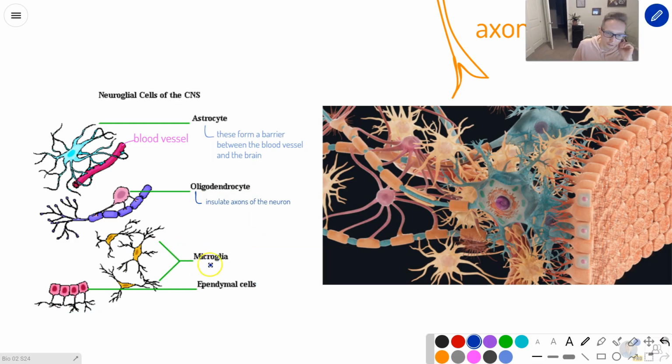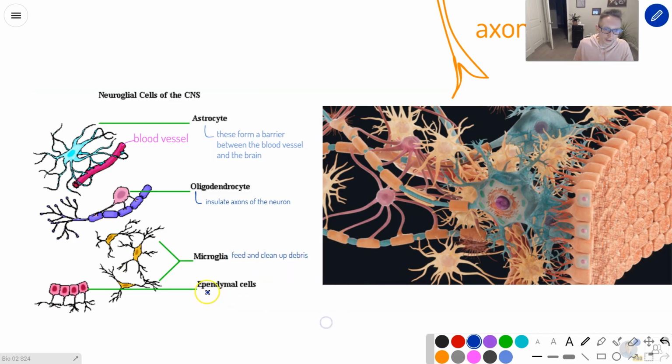And these microglia do things like feed and clean up debris, old fibers and things like that. Maybe something got through the blood-brain barrier. We need to get rid of it.